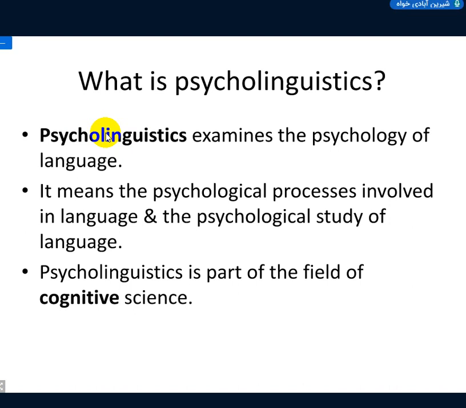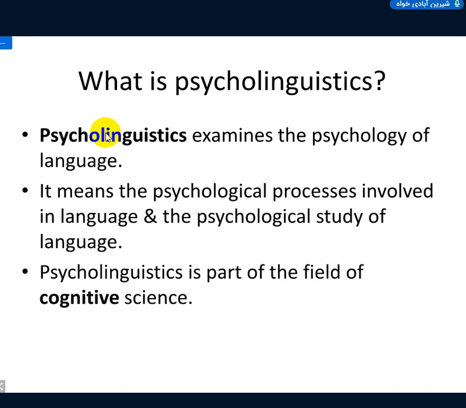Actually, psycholinguistics is a part of cognitive science. Cognitive science also involves different branches and different fields. We will consider them one by one.